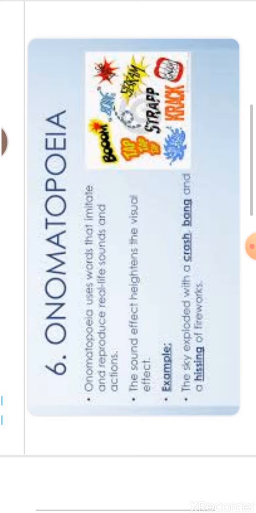So we have already discussed some of the figures of speech. Now in this lecture also we'll be discussing a few more figures of speech. Starting with onomatopoeia. This is also a type of figure of speech. Onomatopoeia uses words that imitate and reproduce real life sounds and actions. The sound effect heightens the visual effect.